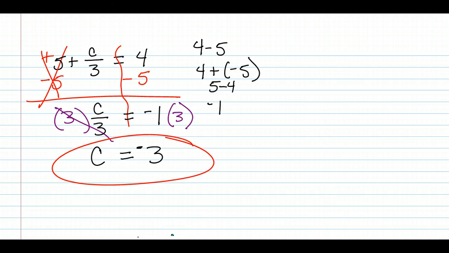All right, so when you throw in the negatives, you just have to be careful, but it's still just 2 steps at a time. 2 steps, solving 2-step equations.